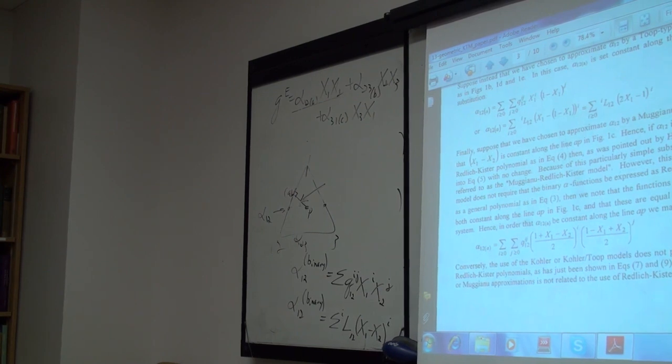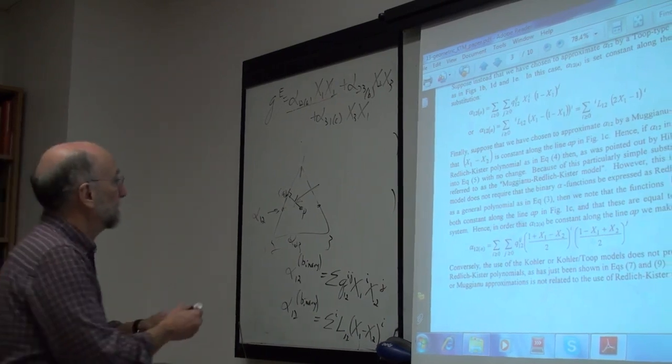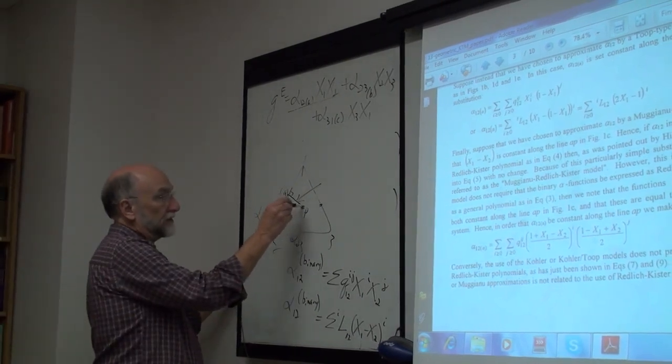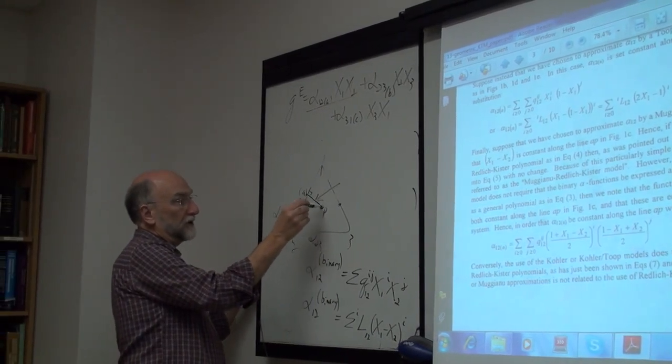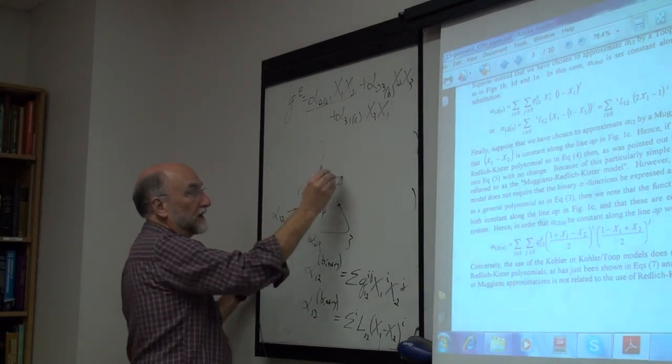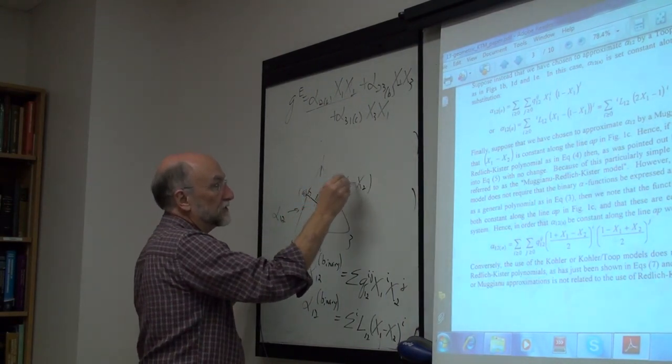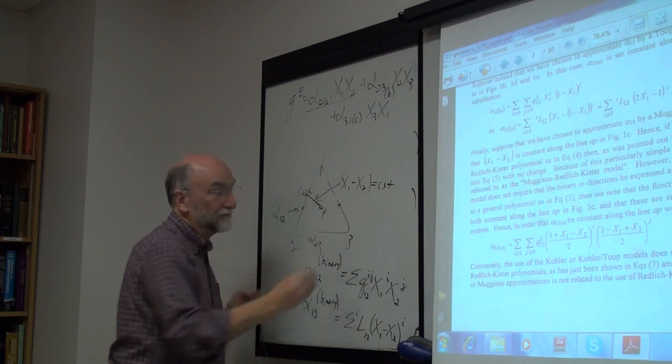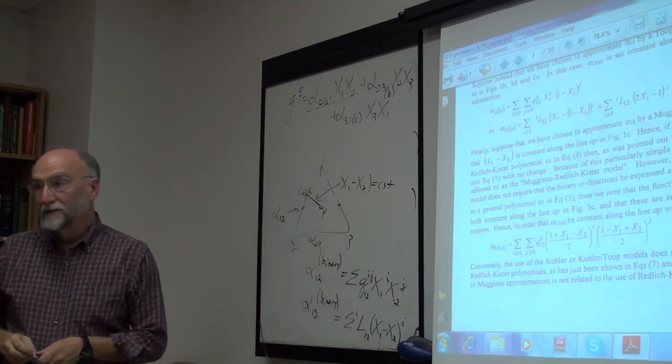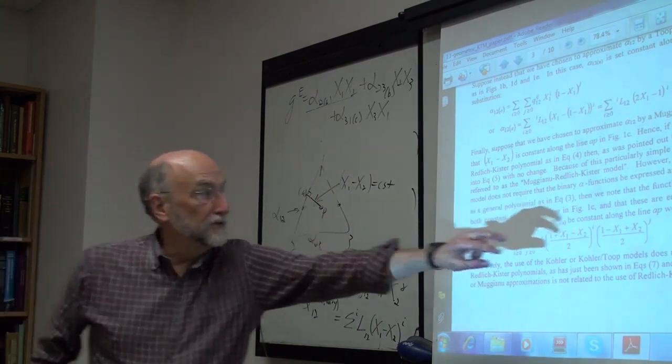Now, there's one other thing. Along a line going from point B perpendicular to the 1-2 side, x1 minus x2 is constant, geometrically. So these things are also constant.